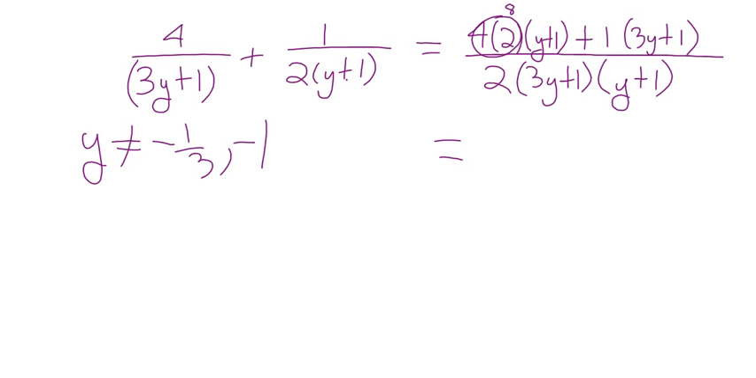So what's this become up here? What do we get? 8y plus 8 plus 3y plus 1 over.